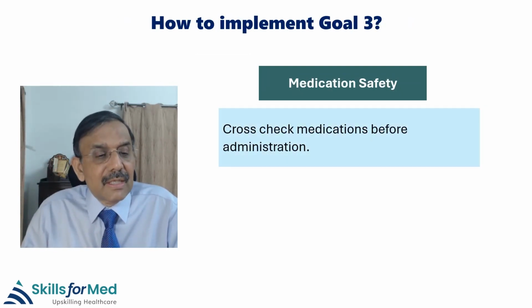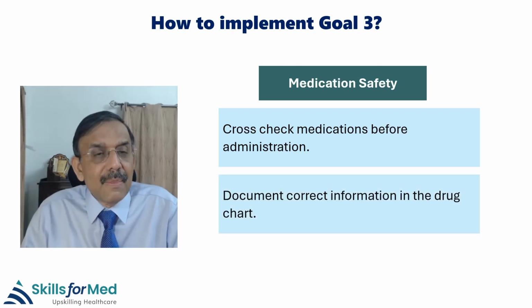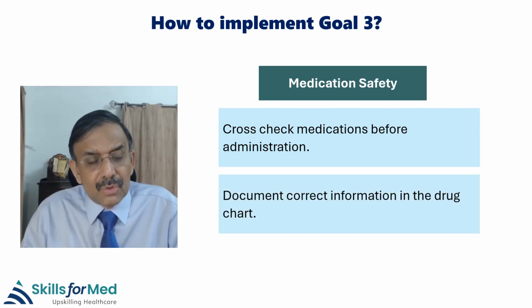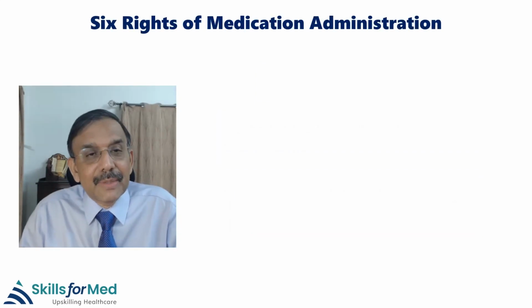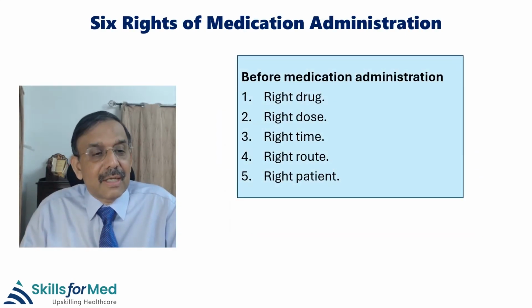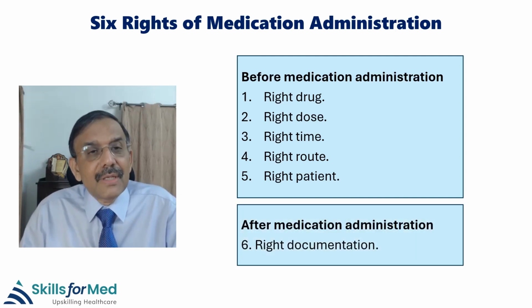Always check medications before administration and document it. So how do we do this? We use the 6 rights of medication administration: right drug, right dose, right time, right route, right patient. And the 6th is that after administration you immediately document it. So these 6 rights are very, very important to reduce medication errors.